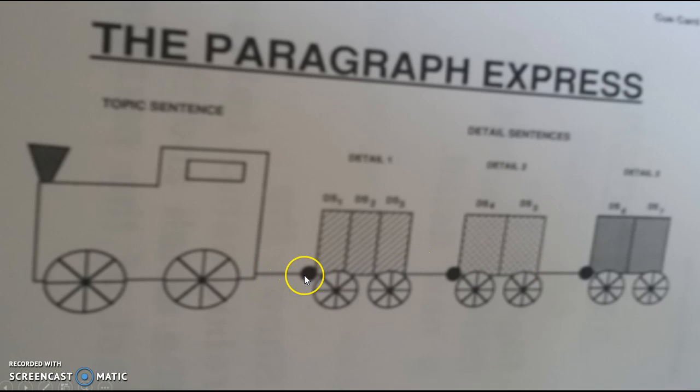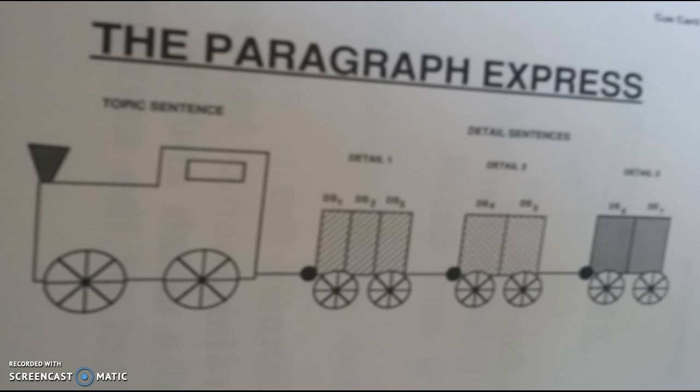If you look here, there's things that connect the cars. So from the engine to the first detail, and then from detail 1 to detail 2, we're going to call those couplers, and they attach each part of the car. The coupling device, or the transition words, is attached to the first section of the boxcar, or the first detail sentence. That means the transition word is included in the first detail sentence that is written about the main point.